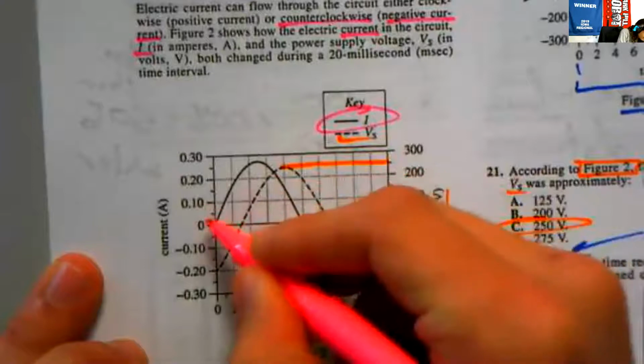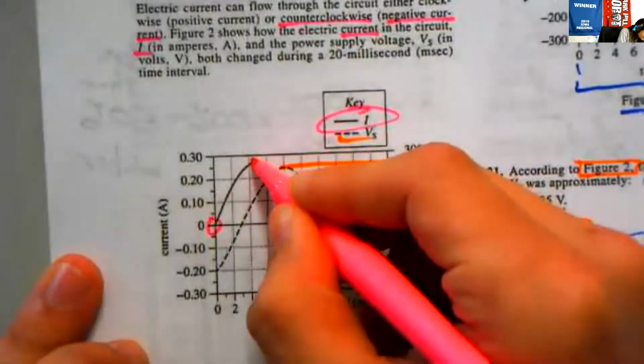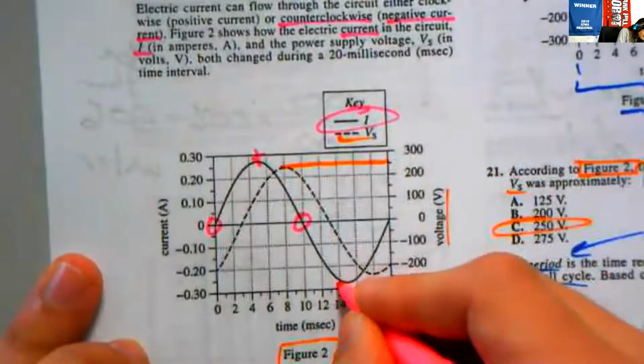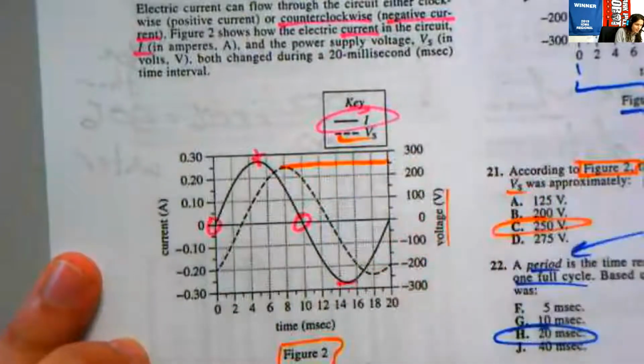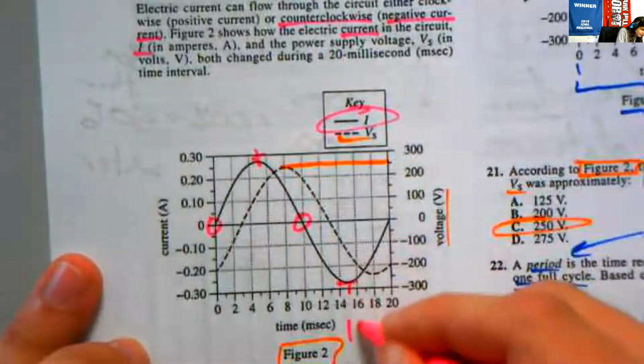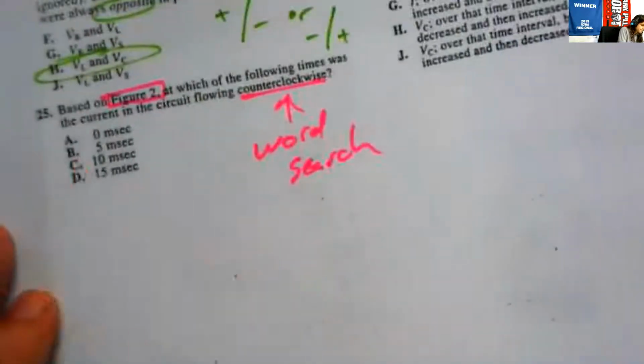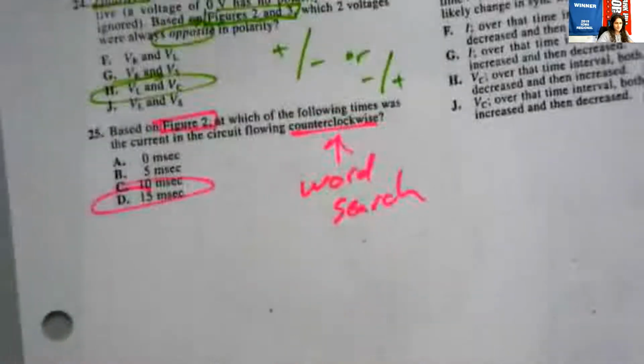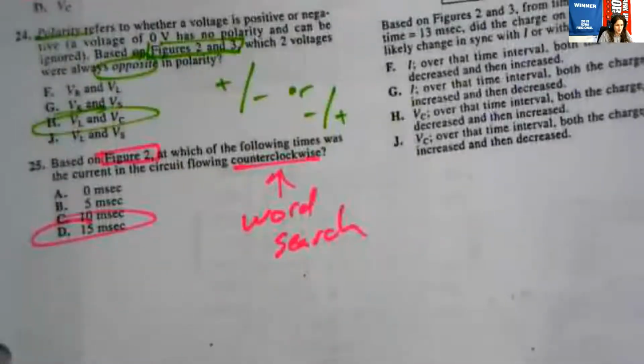At 0, it's 0. At 5, it's positive. At 10, it's 0. At 15, it's negative. What's it got to be? It's got to be 15. And then the last one. So you didn't know what counterclockwise meant, but you could look up counterclockwise and find negative.